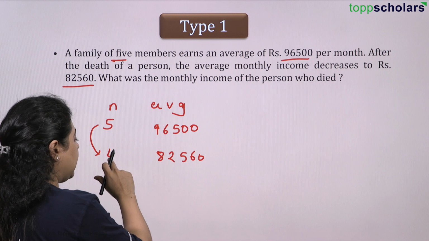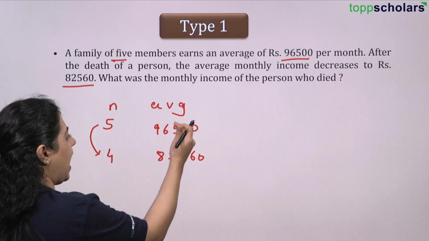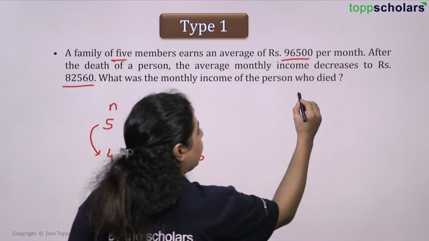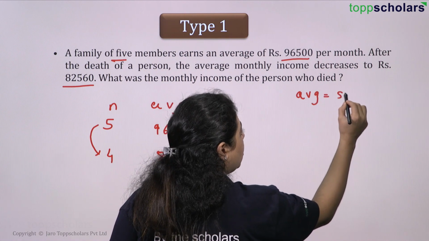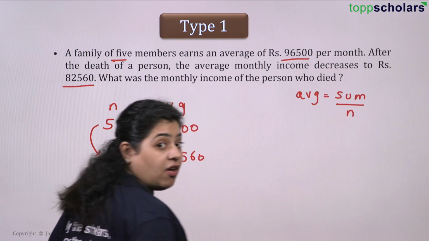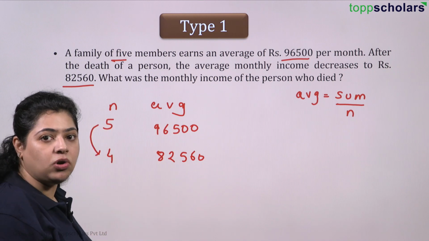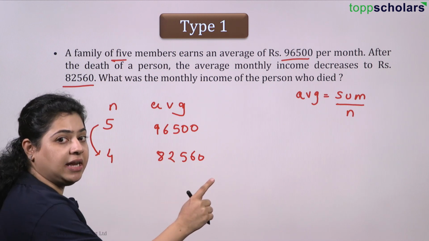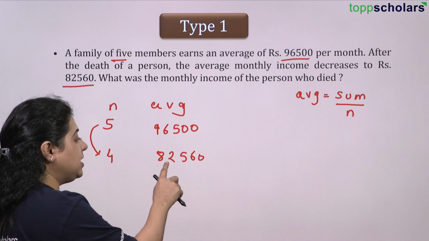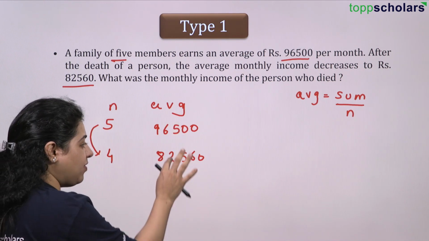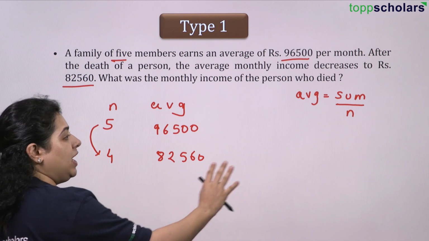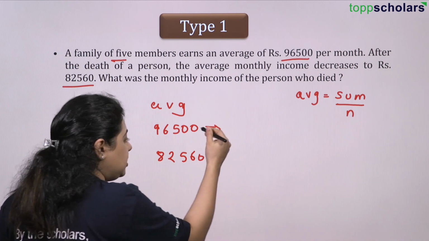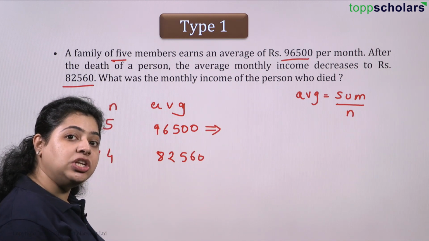Now the question is asking, what was the income of the person who died? From 5 we are decreasing, correct? From 5 it is coming to 4 and the average is also decreasing. So how do we find out? First thing, we'll take the average. We are aware average is equal to sum upon n. We are given the average, we are given n. We can calculate the sum, correct? How? Average into n. That means 96,500 into 5, we will get the sum of 5 people. And with respect to 82,560, we have the average here and the number of people here. So we will get the sum 82,560 into 4. So the difference between the two will be the income of the person who died.